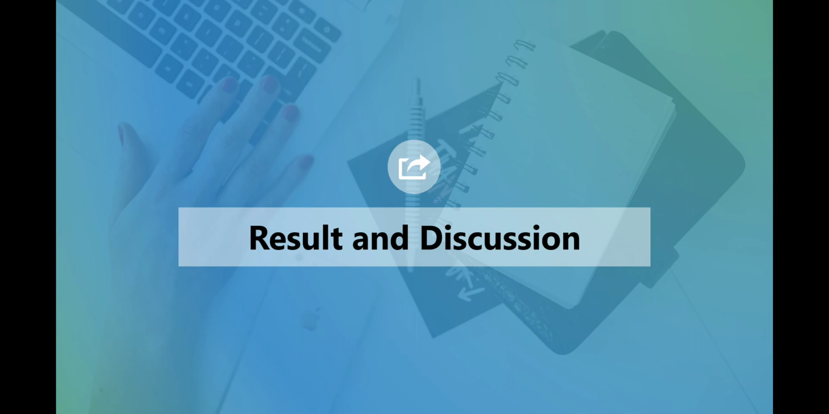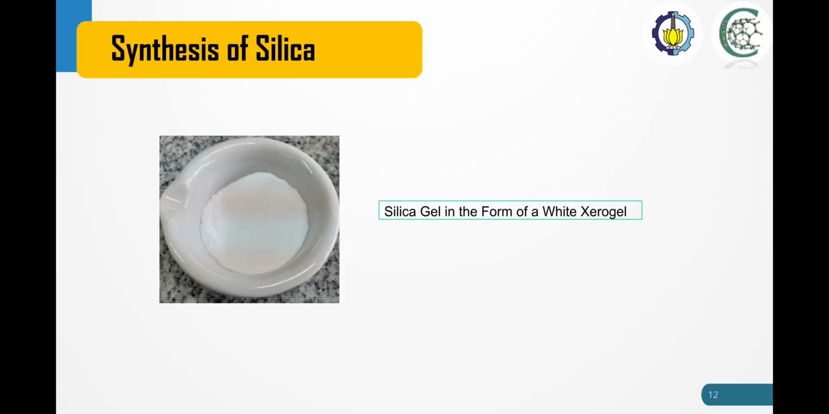And result and discussion. The synthesis of silica from chemical glass bottle was using the sol-gel method. The result, silica gel in the form of a white gel, has been successfully obtained and the results are in accordance with the study of Oaa et al., as shown in this picture.